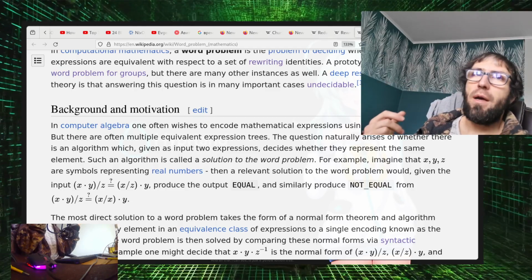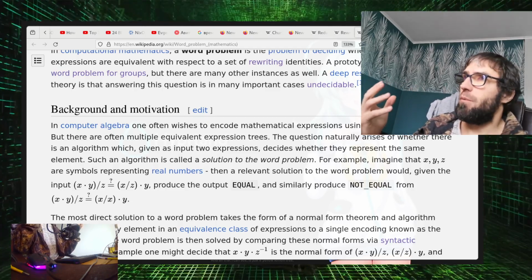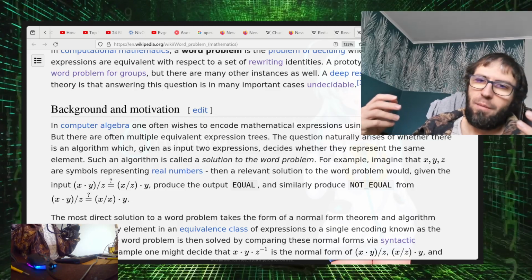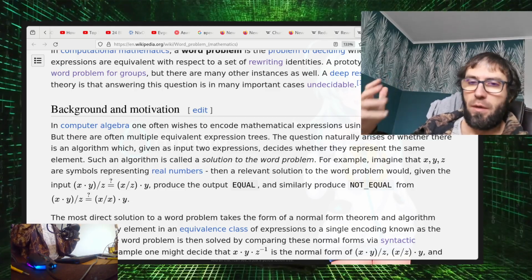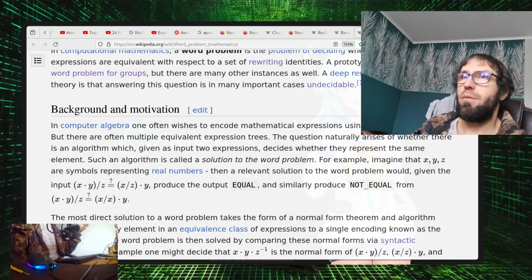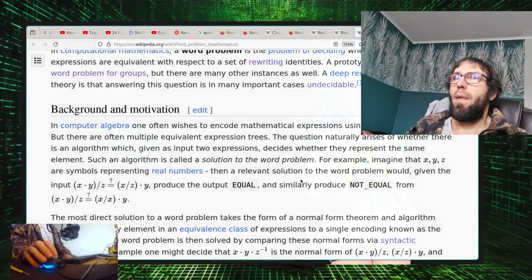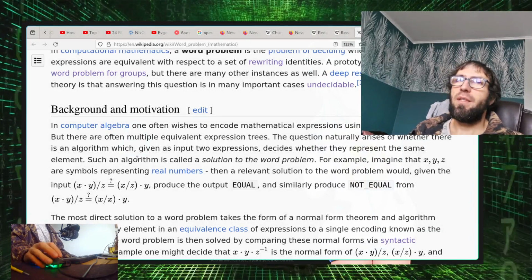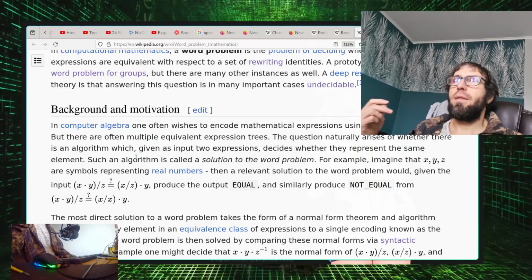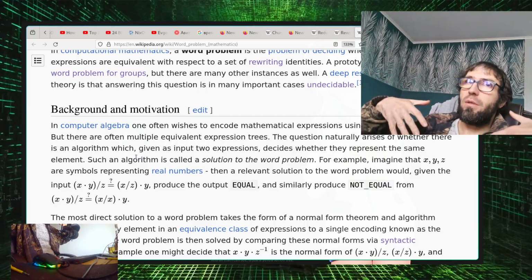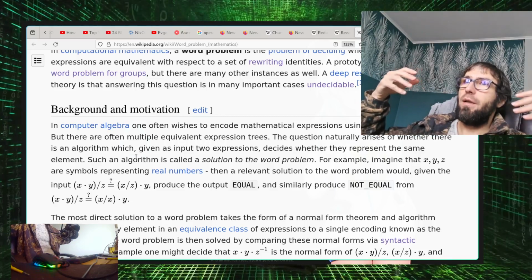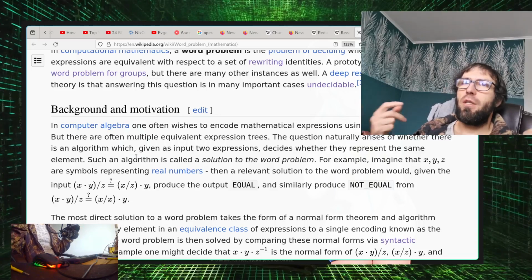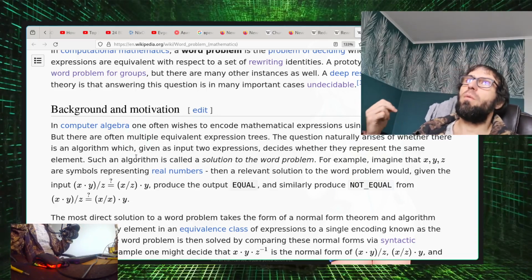But there are often multiple equivalent expression trees. So we have, for example, a number, and we can present it as different expressions. And this question naturally arises of whether there is an algorithm which, given as an input two expressions, decides whether they represent the same element. Such an algorithm is called a solution to the word problem.